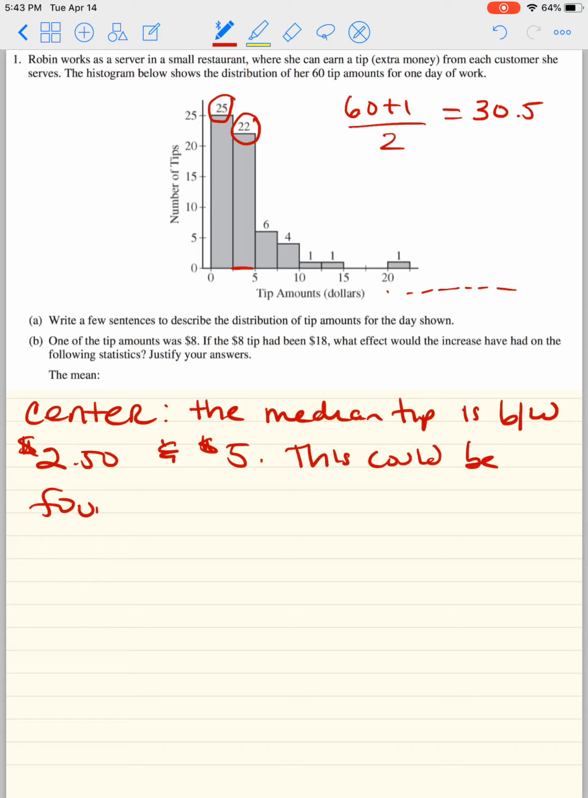This could be found by n plus 1 divided by 2. I'm writing a lot here because I only see part A and B, and they have to give you 4 points for this. So you have to make sure you hit every target. So n plus 1 divided by 2 person, let's just say. Okay, so that's your center.